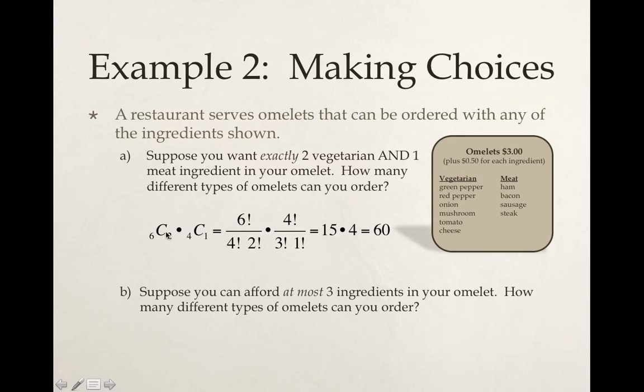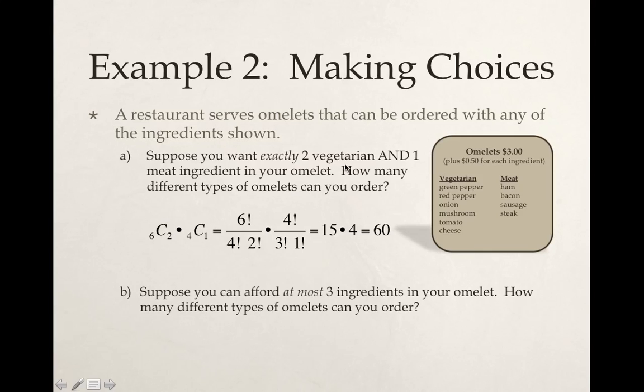So we set things up again using a combination with a counting principle. Your first choice has to do with your vegetarian ingredients. There are 6 vegetarian options, 1, 2, 3, 4, 5, 6, and you are choosing 2 of them. So your first combination is 6 taken 2 at a time.